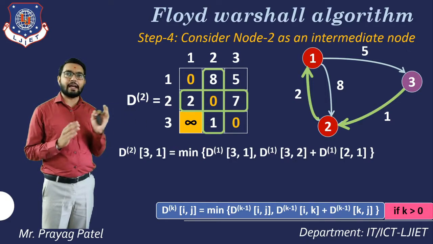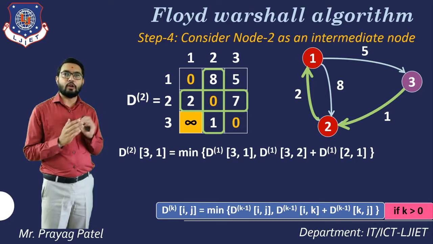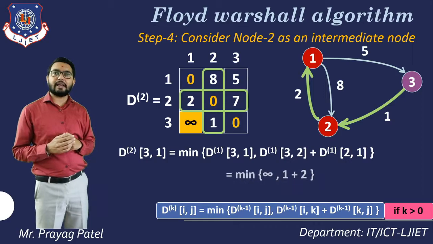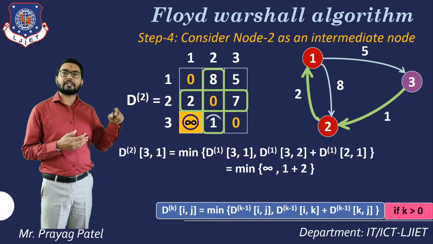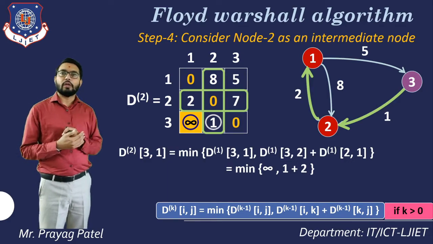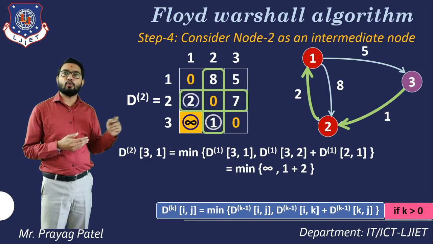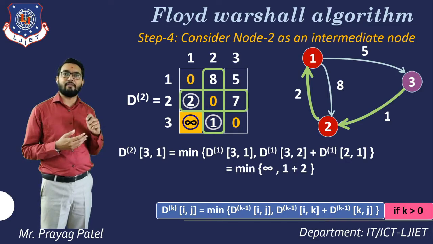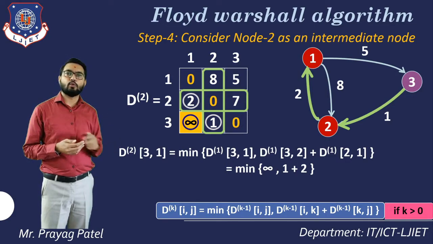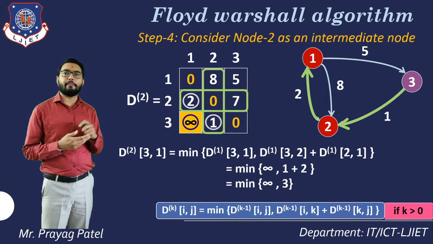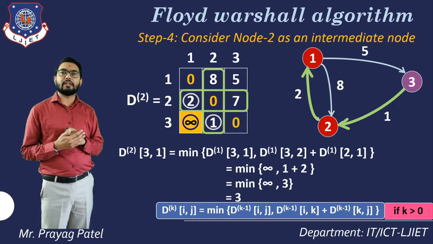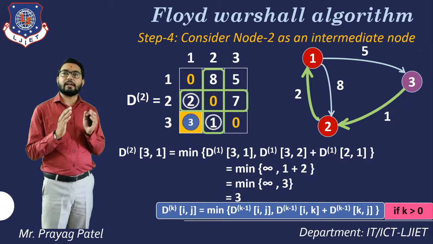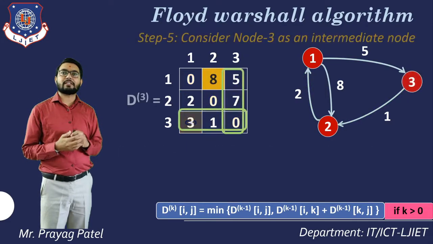Here consider 2 as the intermediate node, meaning 2 as k, value of k equal to 2. So consider the minimum of infinity, where infinity is the old value of location 3, 1. Now the next values are D1, 3, 2 equal to 1 and D1, 2, 1 equal to 2. So consider the minimum of infinity and 1 plus 2. The final answer is the minimum of infinity and 3, which is 3, as our answer for location 3, 1. Put the value 3 in location 3, 1. Now consider the next step.